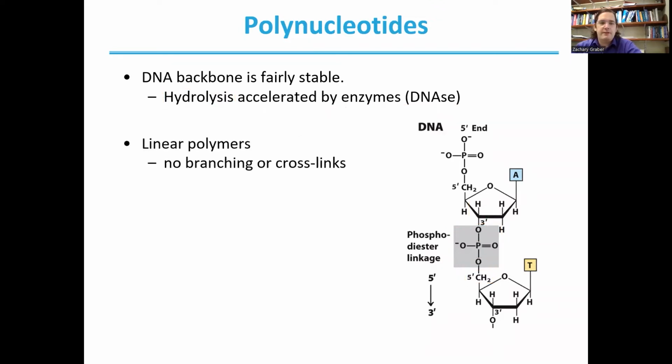Because our phosphodiester always forms between the 5' and 3' alcohol groups, our DNA always forms linear polymers. So there are no branches or cross-linking. It's just strictly a linear polymer following this 5' to 3' direction.